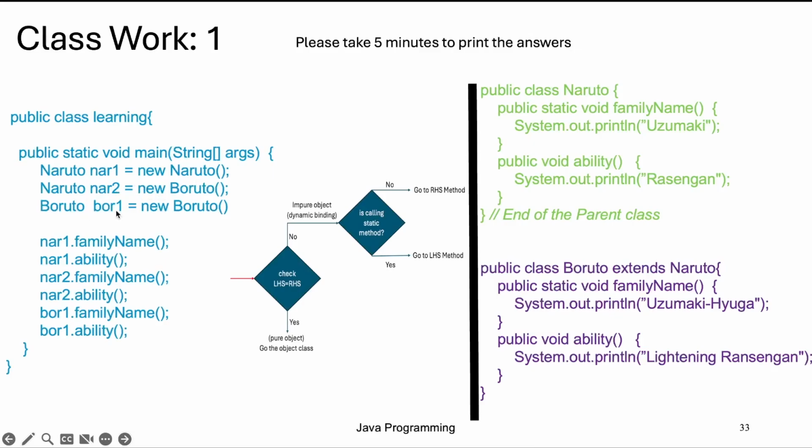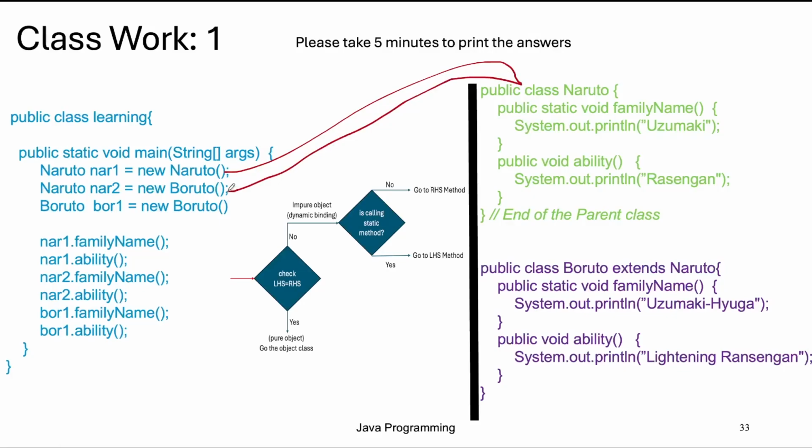Next, Boruto: on the right side and left side the same. So it is a pure object. So this we know. The same thing you can do here. Now here we are just creating the objects. So here it comes, since it is Naruto, the compiler, let me use the drawing pencil. The compiler comes to the Naruto class. Since there is no constructor here, it simply goes back to Boruto.